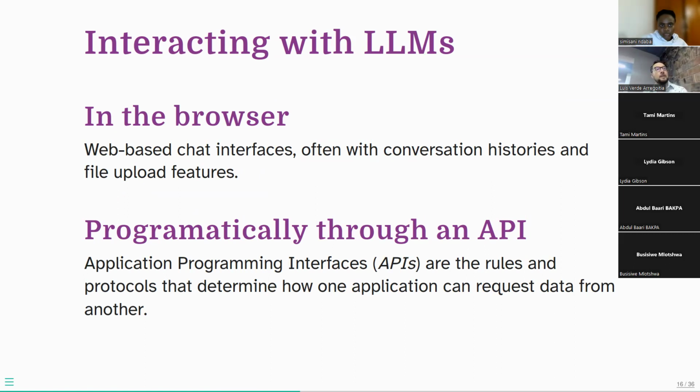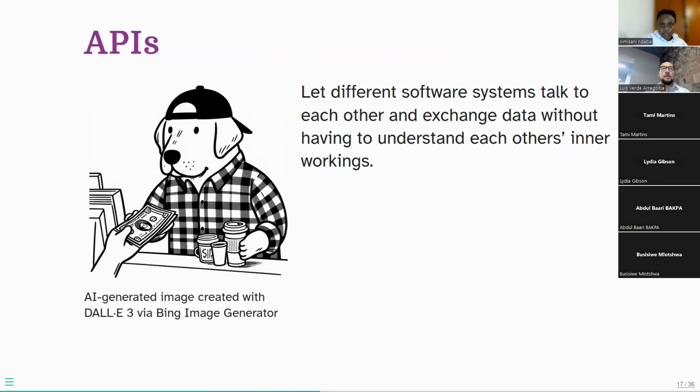But the other way, which is more relevant to us as users, is to interact with these models programmatically through an API. And APIs are, in summary, just the rules and protocols that determine how one application can request data from another. So APIs let different software systems talk to each other and exchange data without having to understand each other's inner workings.